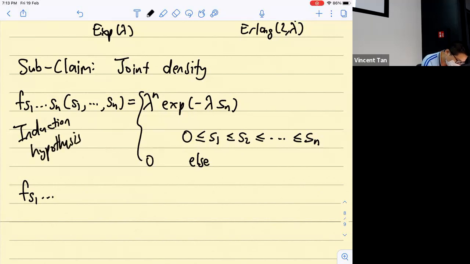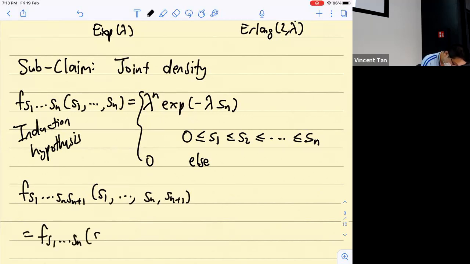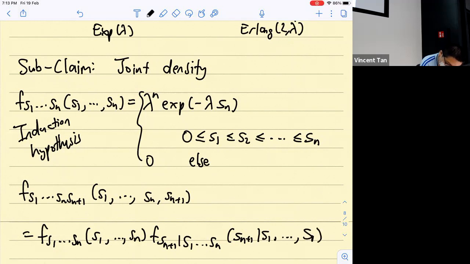I'm not going to write down the induction hypothesis. f of S1 up to Sn, Sn plus 1. This is equal to f of S1 up to Sn. What am I doing here? I'm employing Bayes' rule: Sn plus 1 conditioned on S1 all the way up to Sn. Very ugly, but this is nothing but Bayes' rule.